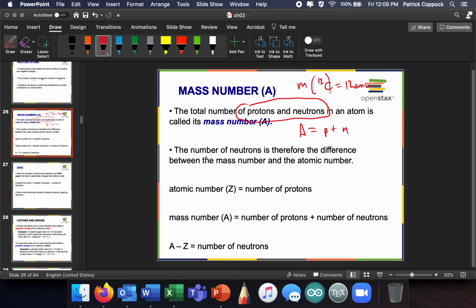Now, the number of neutrons is therefore the difference between the mass number and the atomic number. We know that the atomic number is the number of protons, and the mass number is the number of protons plus neutrons. So you can get neutrons by taking those differences, right? If I subtract P from both sides, I'm going to get N. N is equal to A minus P. That's what this down here says, where I'm using P and Z interchangeably. P is for protons, but Z is the atomic number. I probably should use Z instead.